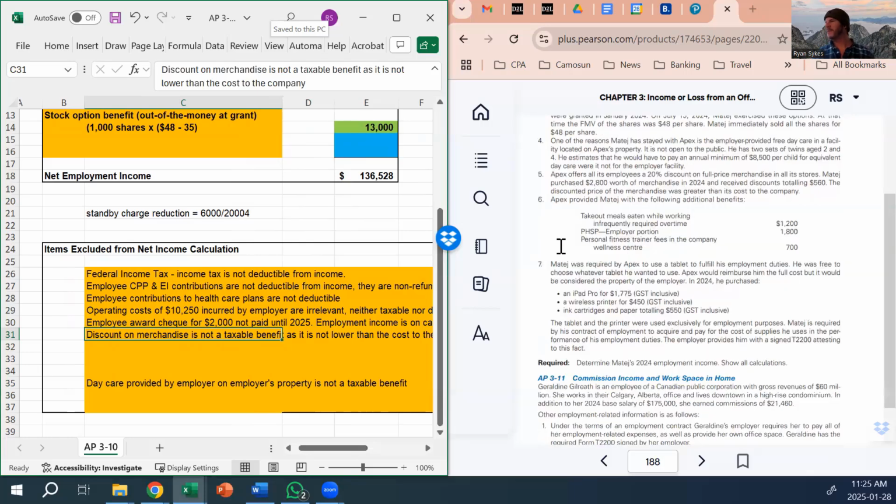Point 6, Apex provides Matei with the following additional benefits. Takeout meals eaten while working infrequently required overtime, $1,200. So normally, if your employer feeds you, we quantify that value and we include it in income. Don't you multiply it by 50%? What are you talking about? No, you don't. If you receive something, you don't automatically multiply it by 50%. The 50% comes in when we're paying for food. Did Matei pay for anything here? No, then stop yelling 50% at me.